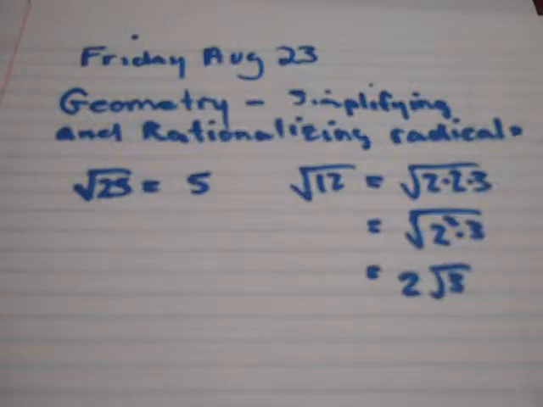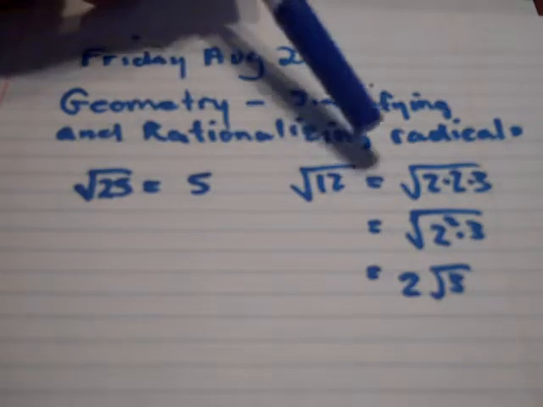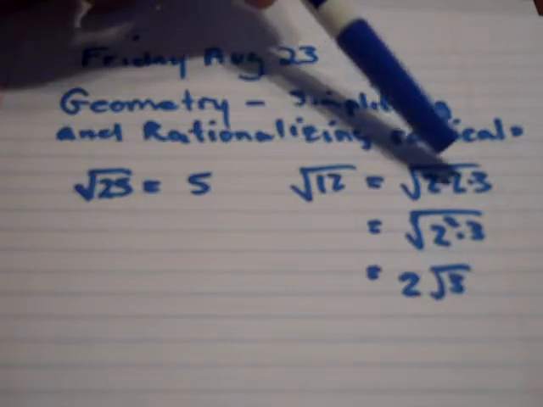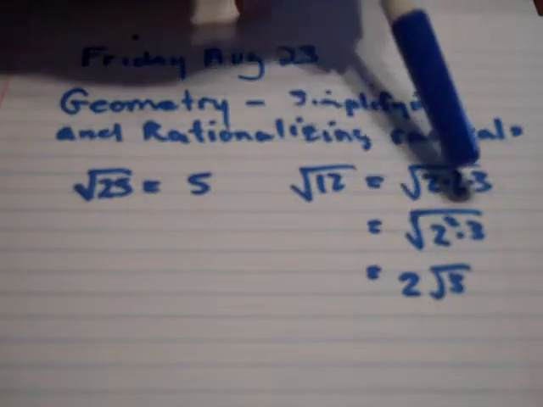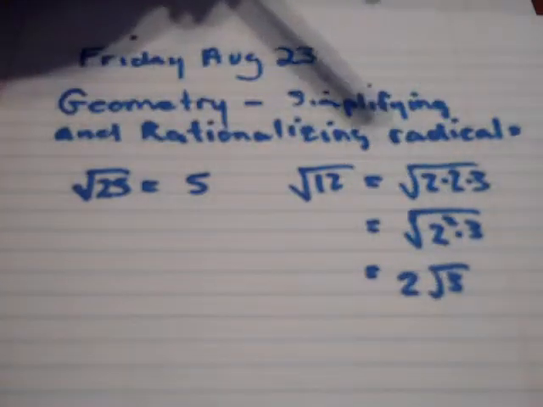Okay, today is Friday, August 23rd, and this is what we did in geometry. We simplified and rationalized radicals. We looked at perfect squares and the square root of perfect squares. We also looked at radicals that were not perfect squares that had to be simplified by using prime factors and factoring out from the radical.